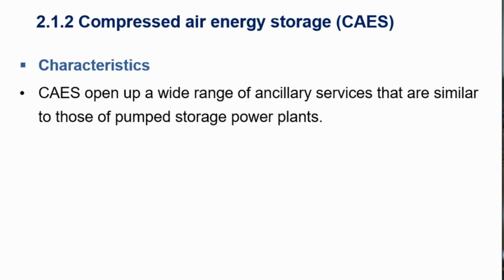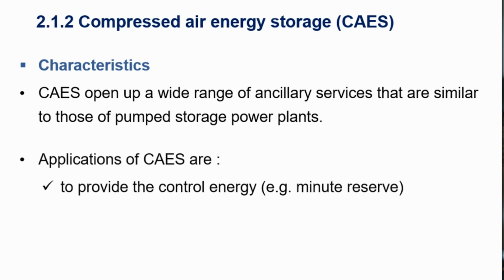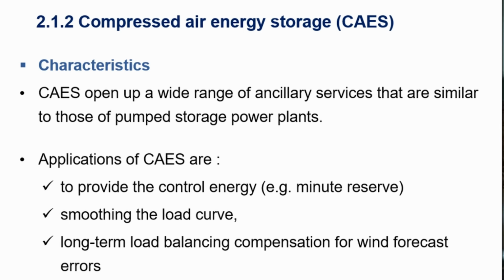So it could be used for a wide range of auxiliary services that are similar to those for the pumped hydro storage power plants. They provide control energy, for example, minute reserves. They smooth the load curve and provide long-term balancing compensation for windcast errors or solar errors. Usually windcast errors are more serious because if you make an error in wind speed, the output power is affected by the power of 3.